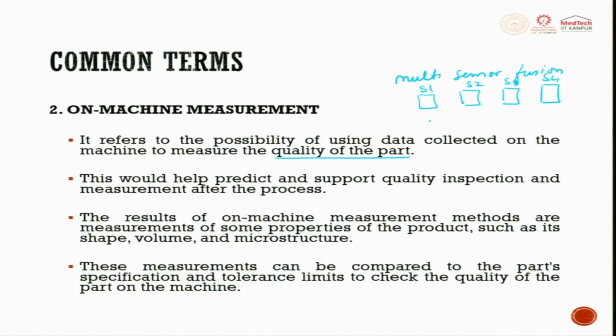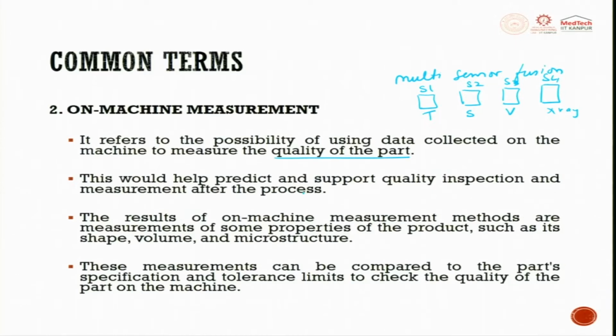All these sensors can be of different kinds. Generally, what we use is temperature, we use smoke, we see the visual accuracy of the part. We also do an indirect measurement with an X-ray to find out what is happening during the process. This would help predict and support quality inspection and measurement after the process.